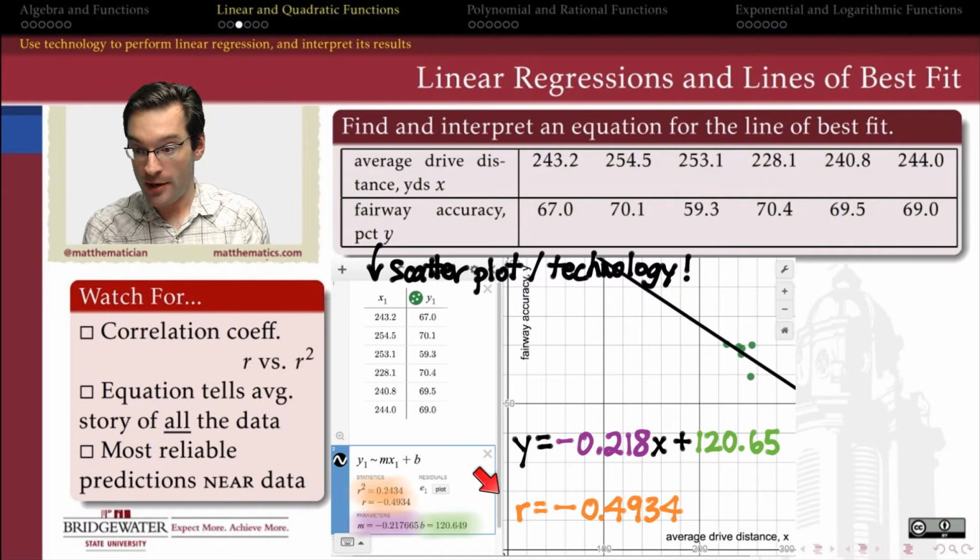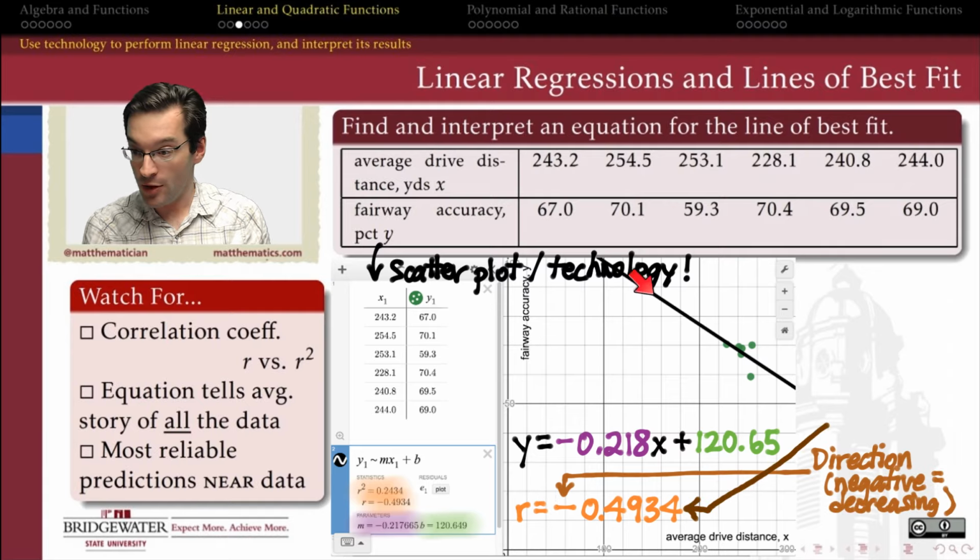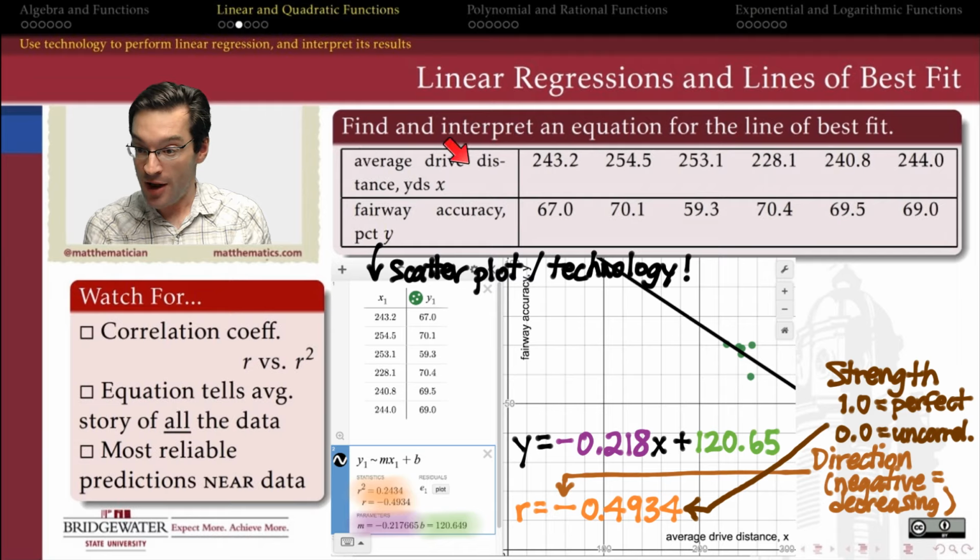We know a slope, we know an intercept, and we also are given a correlation coefficient or a coefficient of determination, an R value or an R squared value, depending on the software that you use. So what do all these things mean? Well, the correlation coefficient tells me two things. It tells me the direction of the correlation by its sign. In this example, the correlation between your average drive distance as a PGA Tour golfer and your fairway accuracy is negative. So as my drives get longer, my accuracy gets smaller.